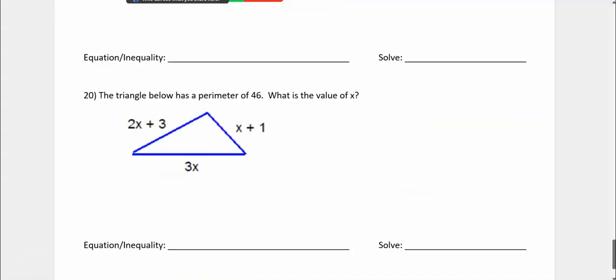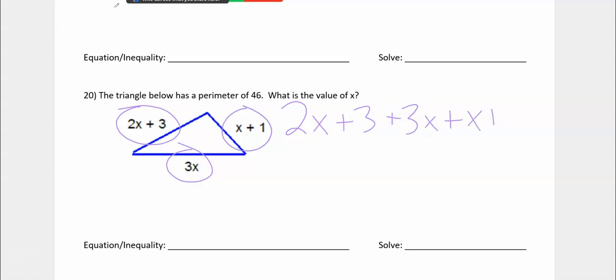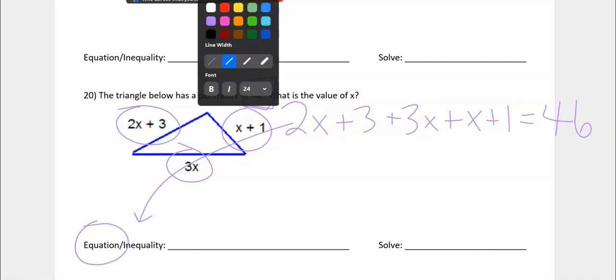All right, last question, finding the perimeter. So perimeter, remember, is when you add up all the sides. So you can either combine like terms right from the get-go if you feel like you're good at that and can handle it, or you can just say this plus this plus this should be equal to the perimeter, which they tell me is 46. So that's my equation. This is an equation, not an inequality. The perimeter equals that. There's no greater than or any of that.